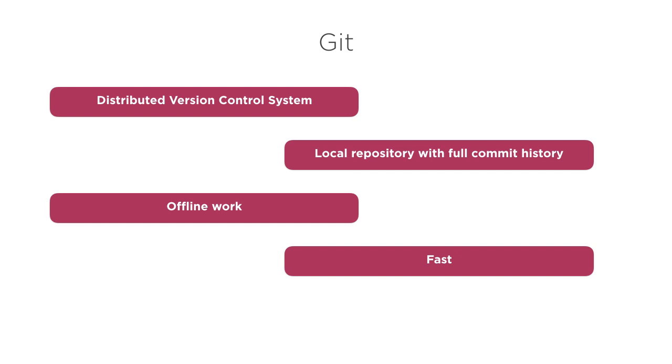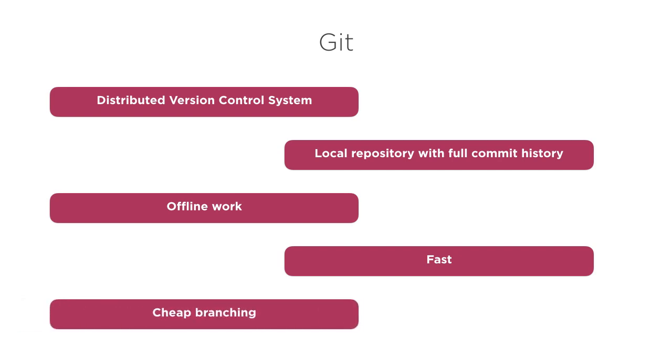You can do diffs with the previous versions locally and not have to go to the central repository and incur network overheads. Further, Git has a light footprint and provides very cheap branching.